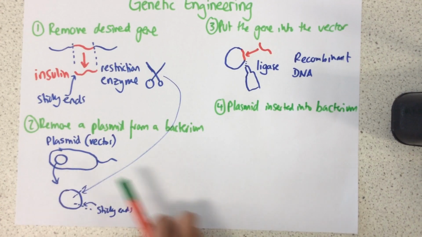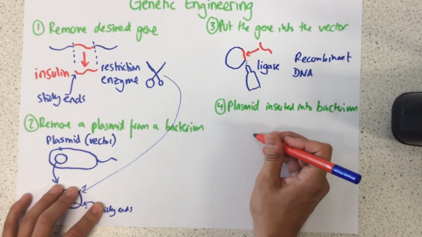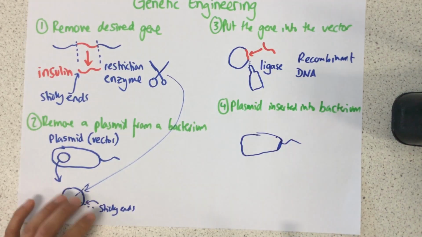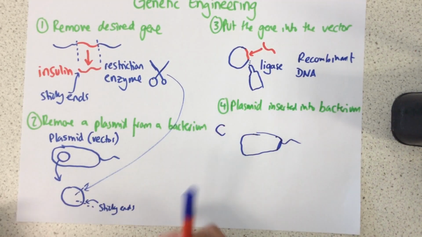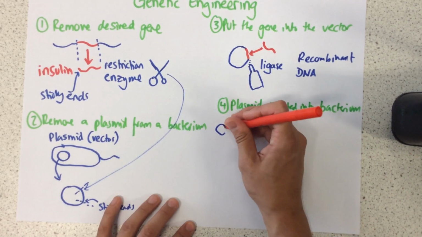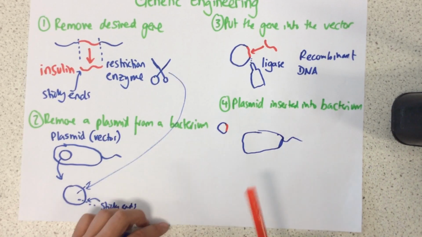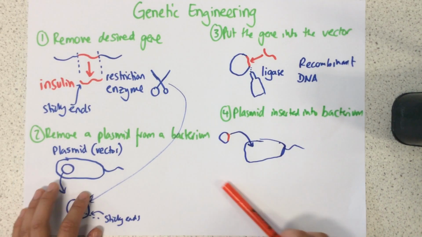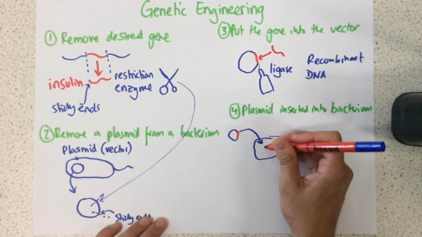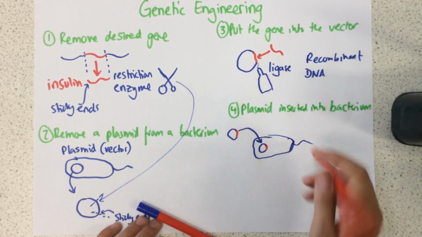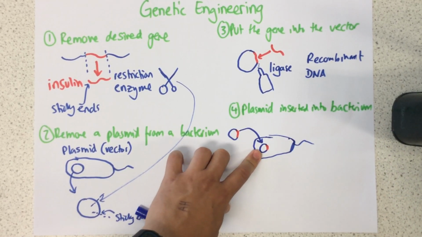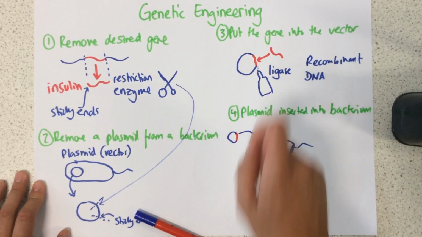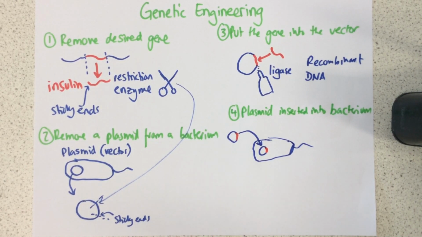Now, here is a bacterium. What we're doing now is taking that recombinant DNA, the plasmid with our desired gene, and putting it back into that bacterium. So here it is, it's now within the bacterium. It still has the plasmid, but now it contains the gene for insulin as well. We've put it in there using ligase, incorporated it into the DNA of the plasmid.